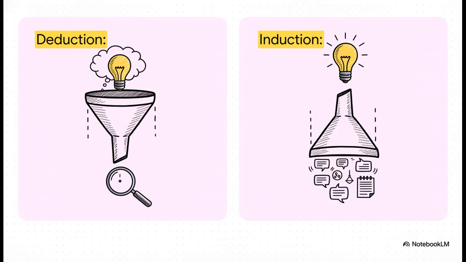An interpretivist, on the other hand, wants to understand a specific situation from the ground up. So they'll use induction. They'll start by just talking to people, gathering all this rich data, and then look for patterns to build a new theory from what they found.